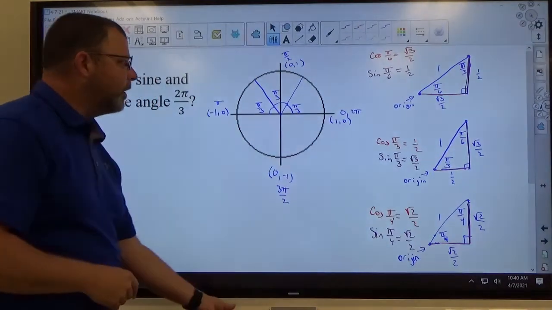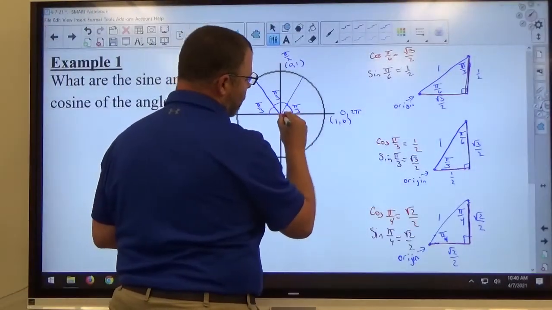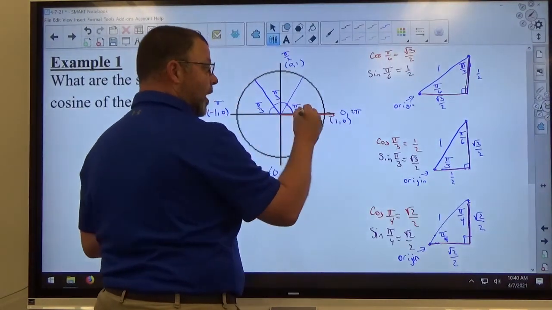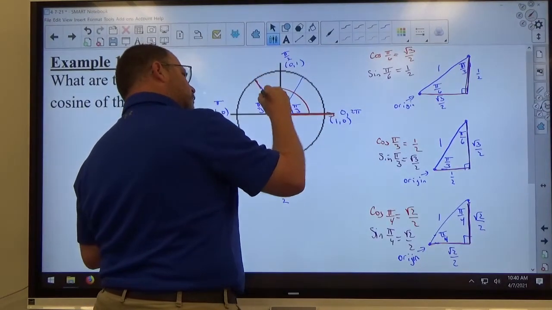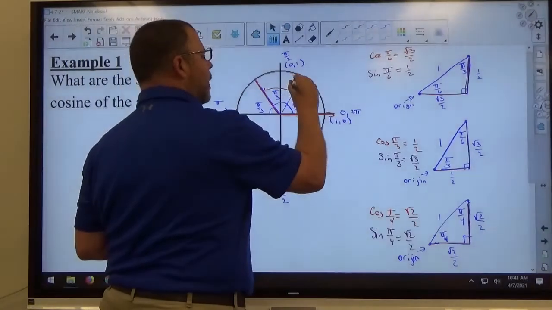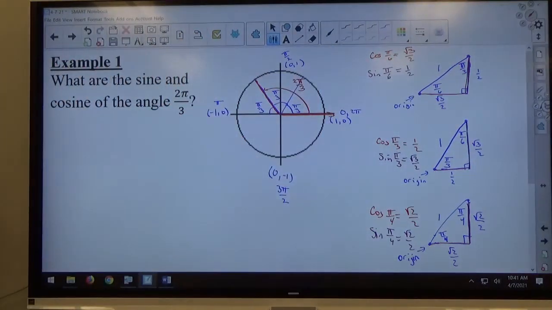If I'm measuring an angle in standard form, measuring from 0 counterclockwise around the unit circle, there's my initial side. My terminal side would be 2 pi over 3, which would be right here. Okay, so this is 2 pi over 3 radians right here. Again, that's how we draw it inside the unit circle.